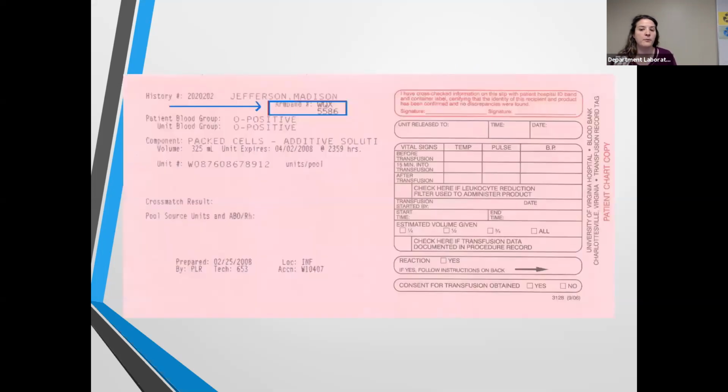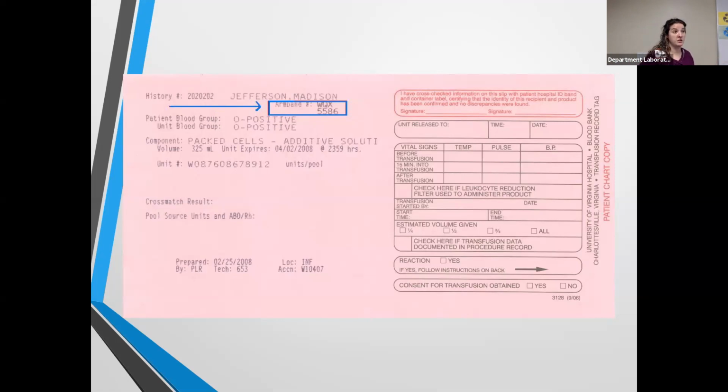And here's an example of what a cross-match unit tag might look like. Notice that you have your patient information. Notice on there too that you actually have your patient blood group and your unit blood group. If your patient is A positive and you are giving them an O positive, sometimes that will throw nursing off, all right? They might not realize, hey, this unit is different from my patient's ABO type.